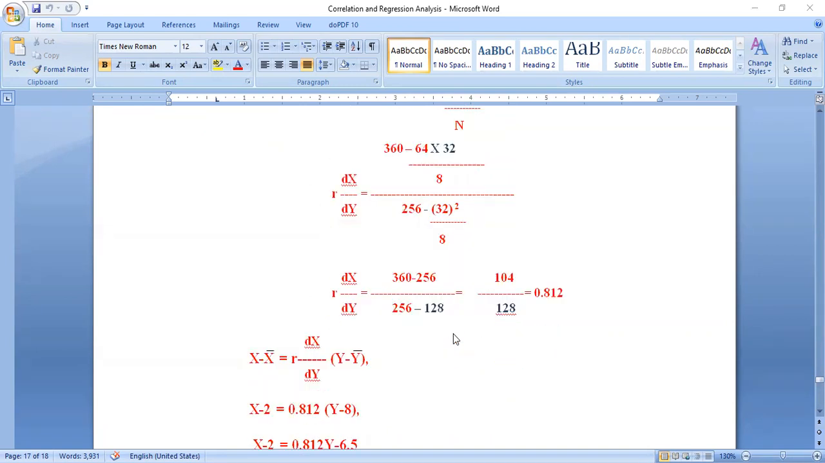The next: 360 minus 256 divided by 256 minus 128, that is 104 divided by 128, which is equal to 0.812.